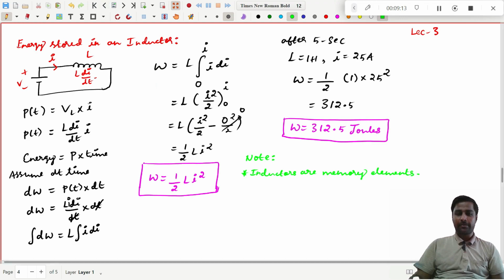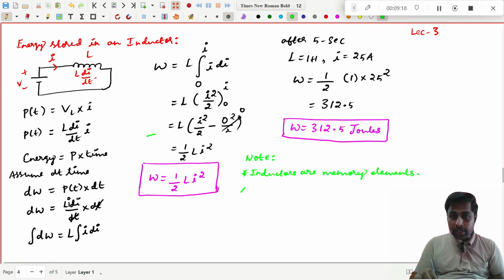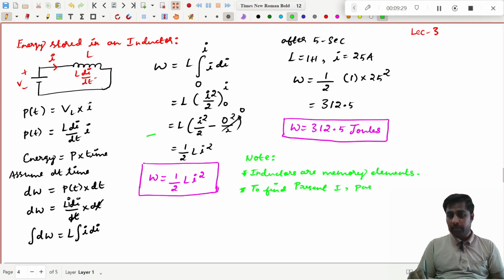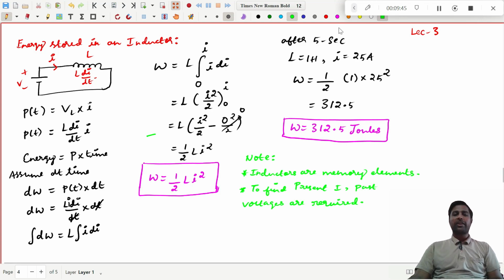So I can write the second point: to find the present I, past voltage or past voltages are required. Past voltages are required. So this is the basics of inductors. We have seen the basics of inductors.